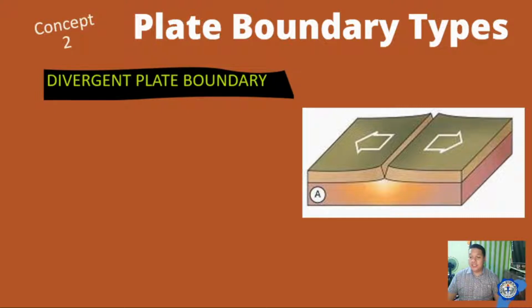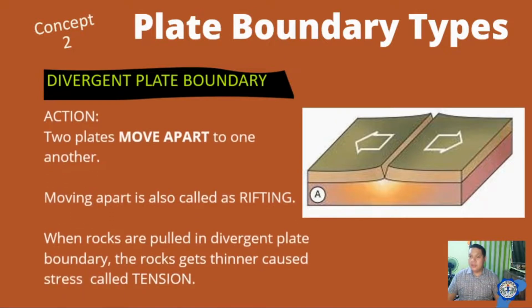Let's go to the first type, the divergent plate boundary. In a divergent plate boundary, 2 plates move apart from one another. As you can see in the illustration, one plate goes to the left and another one goes to the right. And we call that moving apart rifting. When rocks are pulled in a divergent plate boundary, the rocks get thinner, causing stress called tension.